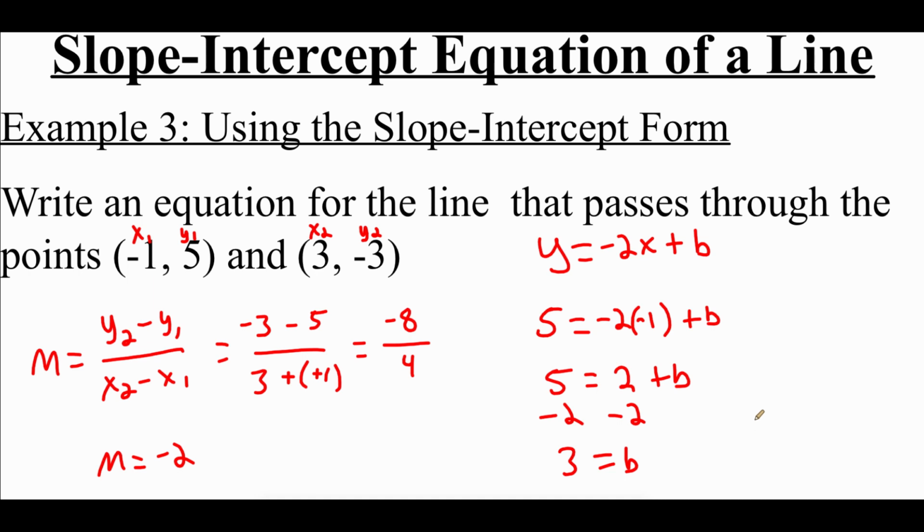Now we have everything we need to write out a slope-intercept equation. We know the slope and we know our y-intercept. So we can just fill that stuff in. So it's y = -2x + 3. That's going to be it for this video.